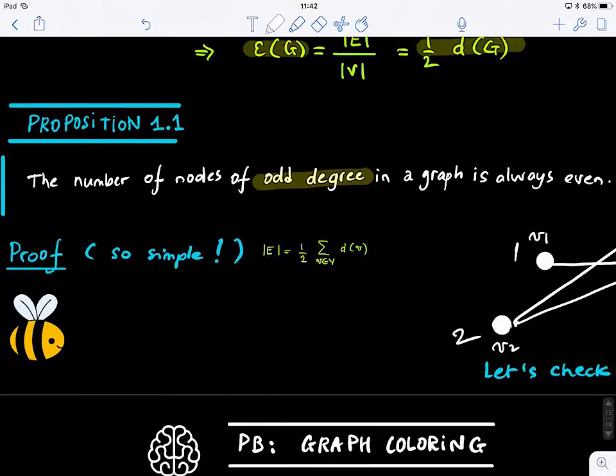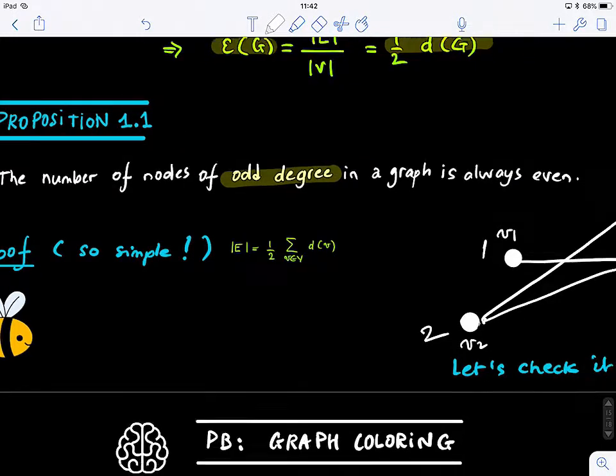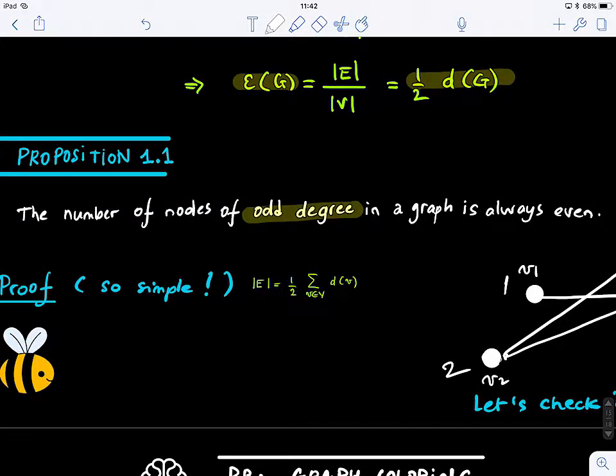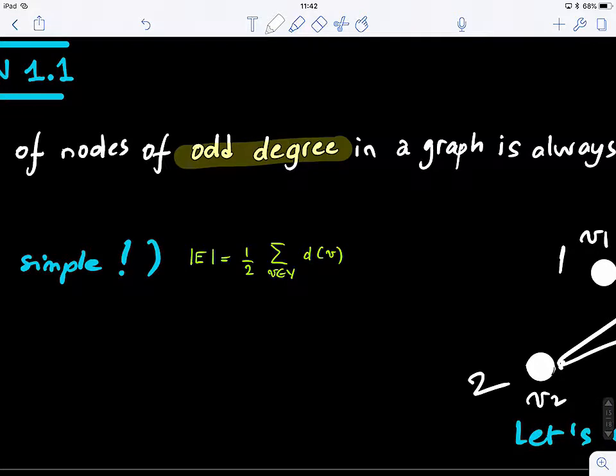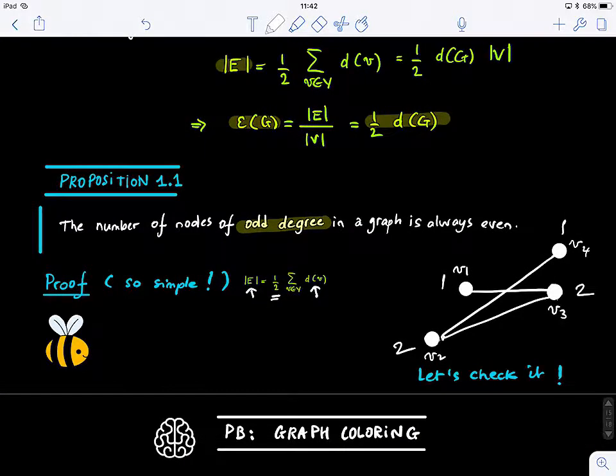It's quite simple. It's quite intuitive, right? So here, because the degree should be an integer, and we're dividing it by 2, this one also should be an integer. Which means if we're dividing something by 2 and it's an integer, this should be what? Even, right? So we know that this is even.